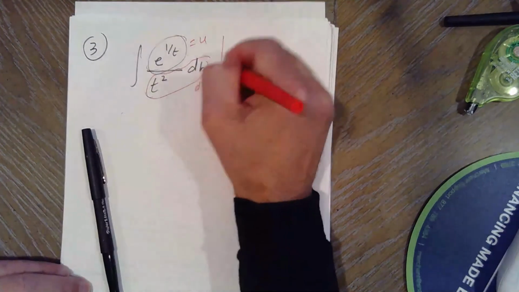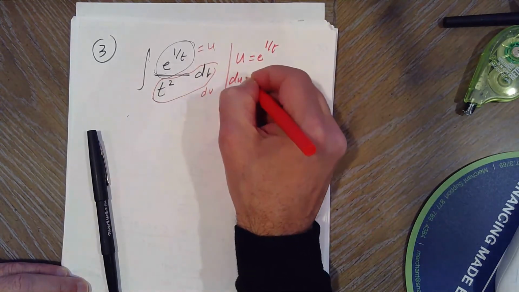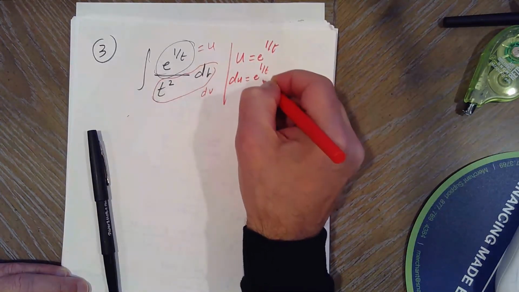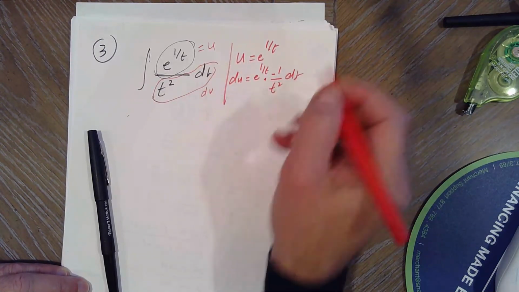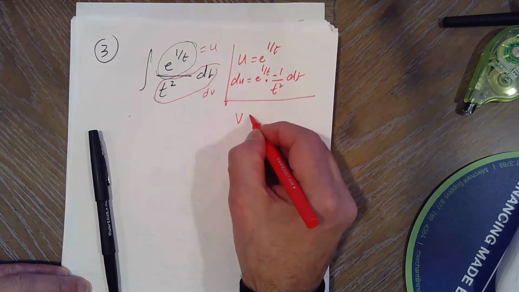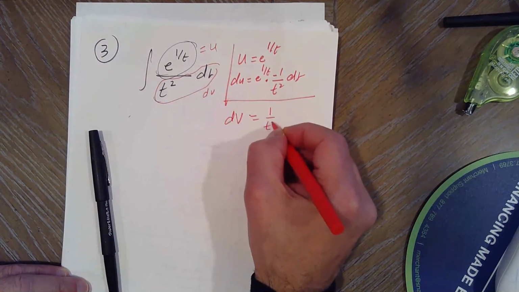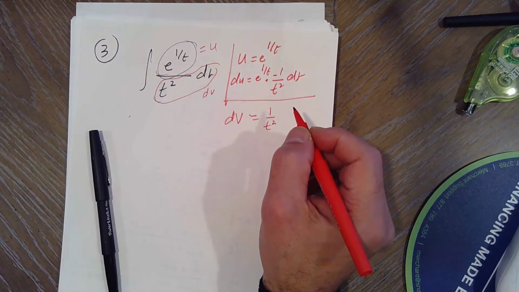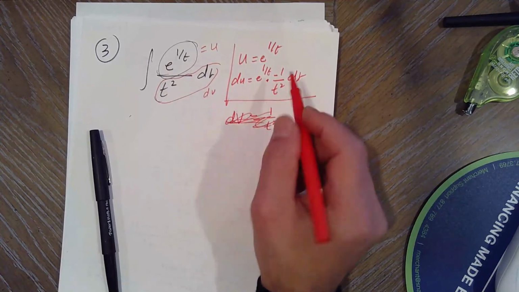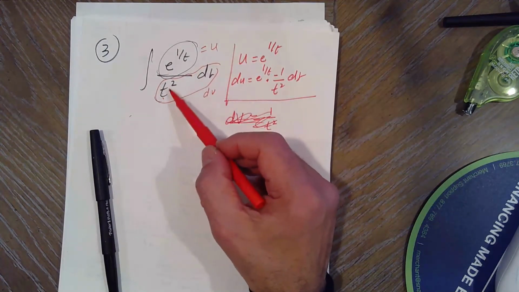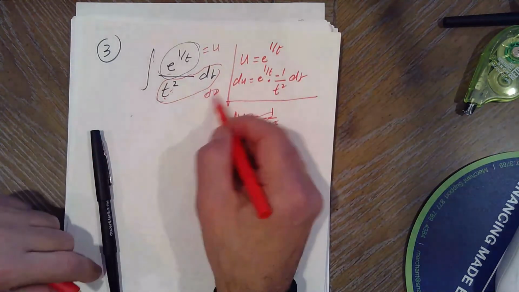So if we let u equals e to the 1 over t, then du is e to the 1 over t times the derivative of 1 over t, which is negative 1 over t squared dt, and dv is 1 over t squared dt. So we don't really need integration by parts here. As you can see, substitution would do, because we already have 1 over t squared dt as your du. So no integration by parts.